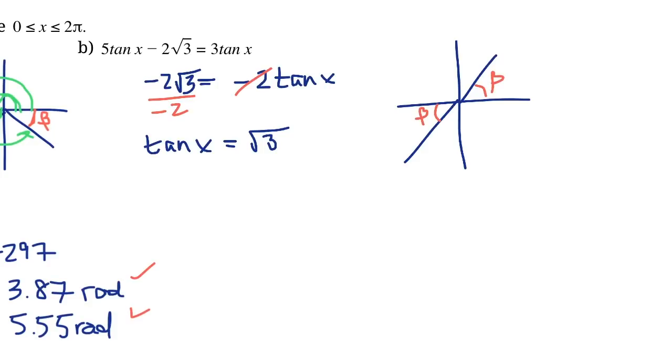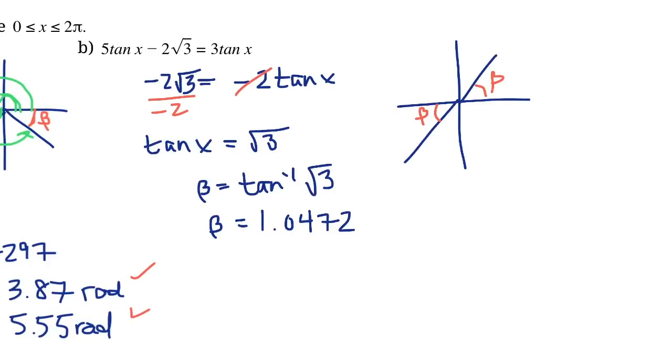To find beta, beta is going to be the tan inverse of root 3. So we can easily do that, inverse tan of root 3, which gives us 1.0472. Right? So that is what our beta is.